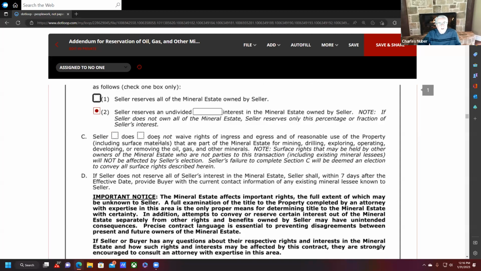Seller does or does not waive rights. This is a major change. It used to say seller will retain or not retain, and now it says does or does not waive the rights of ingress and egress, and the reasonable use of the property, including surface minerals that are part of the mineral estate for mining, drilling, exploring. So this is where if you're selling 500 acres and there's a concern about mineral rights, you want to hire an attorney that is familiar with mineral rights to make sure they can explain this. Do not be the attorney, because anything you try and explain here is outside the contract, and that's when you're practicing law. So do not do that.